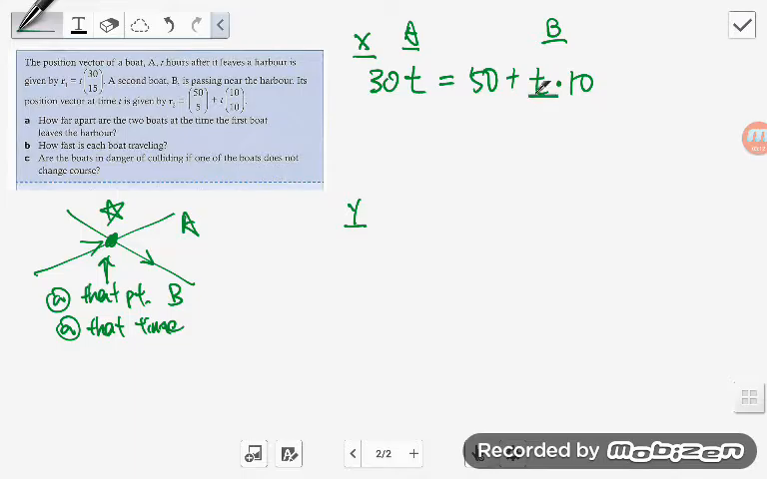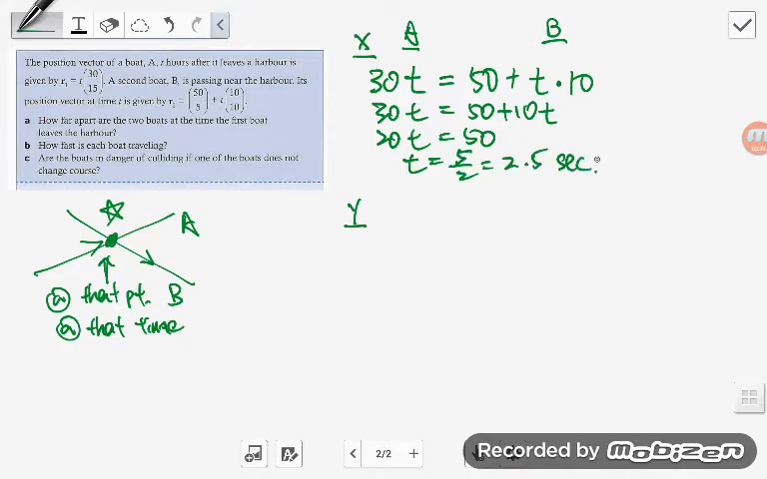Now, I can find a value of T from here, so let's do that first. I'm gonna have 30T is equal to 50 plus 10T. So move the 10T over, I have 20T is equal to 50. And T is equal to 50 over 20, so that's 5 over 2, or you can say 2.5 seconds. So what are we doing here, right? We're saying that when time is equal to 2.5 seconds, my boat A and my boat B will have the same X component.